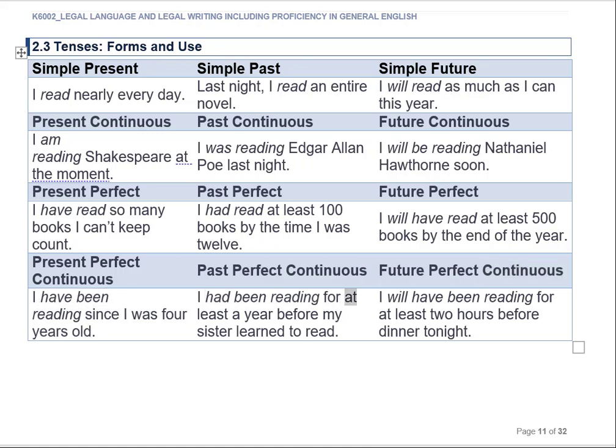I had been reading for at least a year before my sister learned to read. I will have been reading for at least 2 hours before dinner tonight.